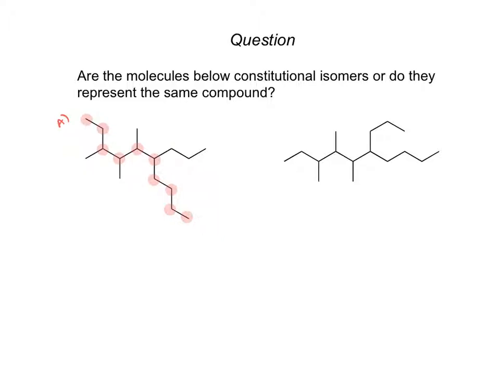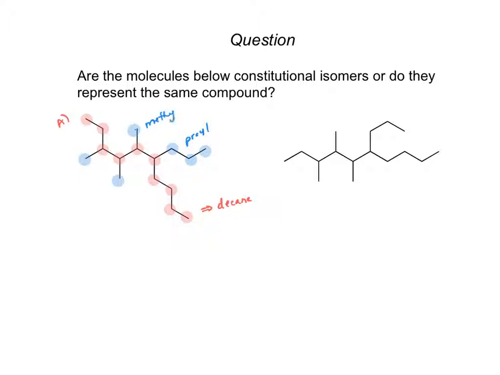So we have our parent chain of 10, and the parent chain of 10 is a decane. Okay, so once we do that, we want to identify the substituents. Right now we've got a methyl, a methyl, a methyl. Then we've got 1, 2, 3. This is a propyl. So propyl and 3 methyls.